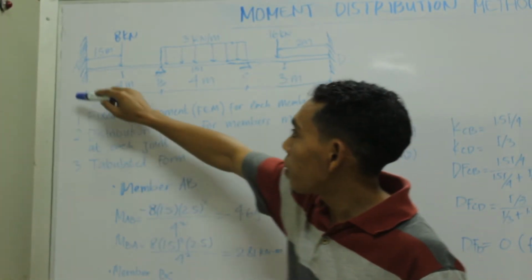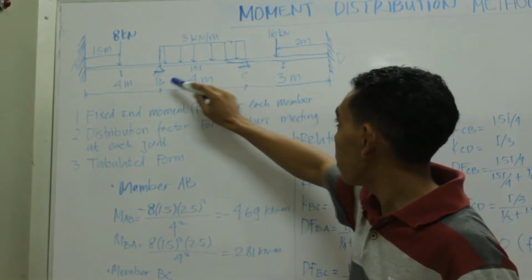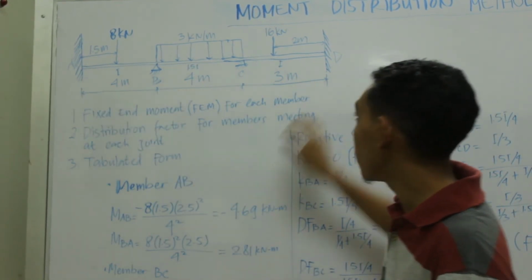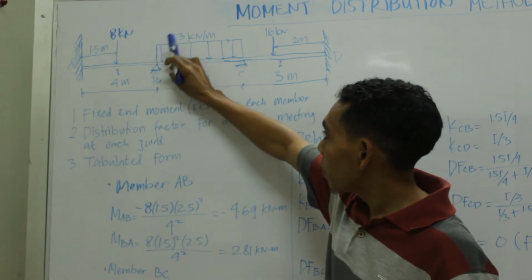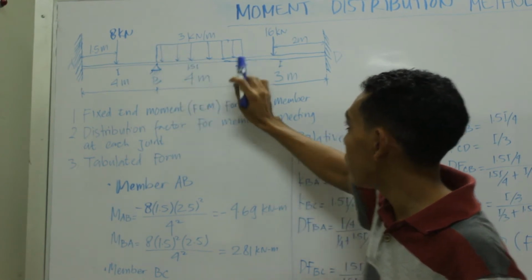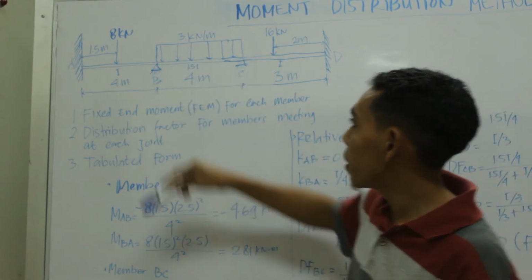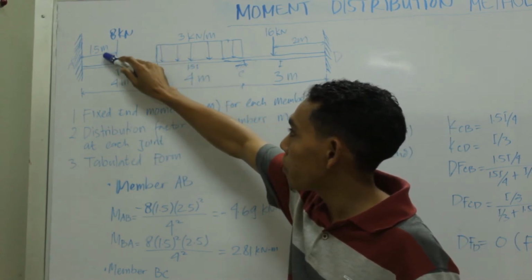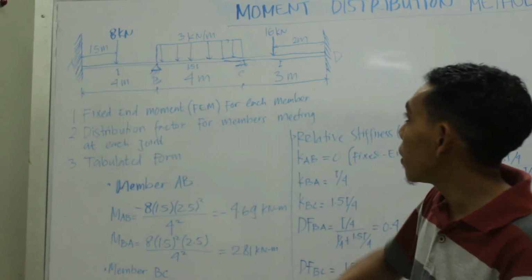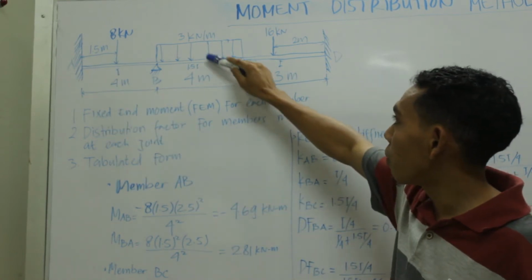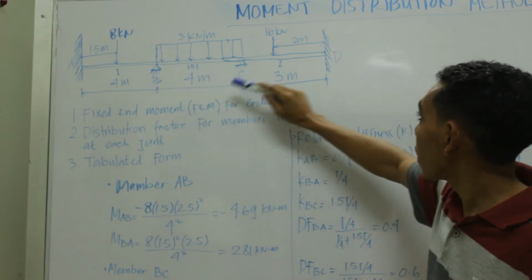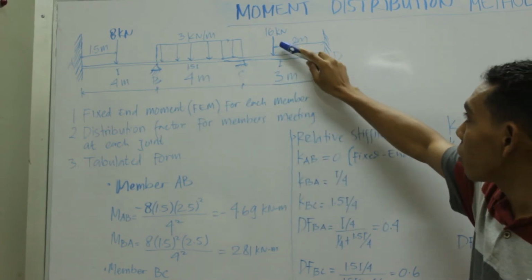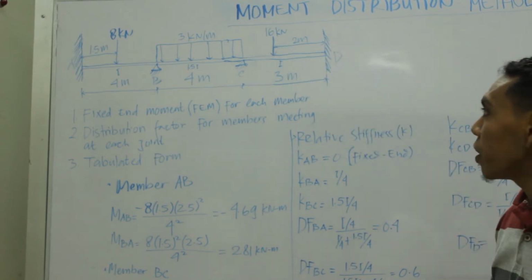Here is our point A, point B, point C and point D, and the beam is fixed at points A and D, and we have a pin connection at points B and C. It's loaded by a concentrated load of 8 kilonewton, 1.5 meter from point A, a uniform distributed load of 3 kilonewton per meter, and another concentrated load of 16 kilonewton, which is 2 meter from point D.